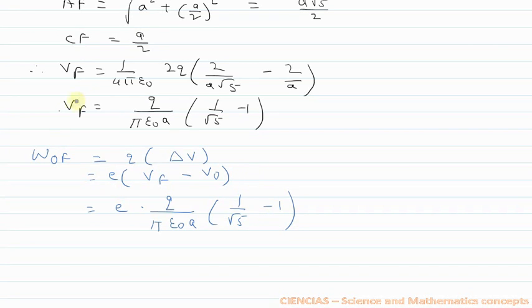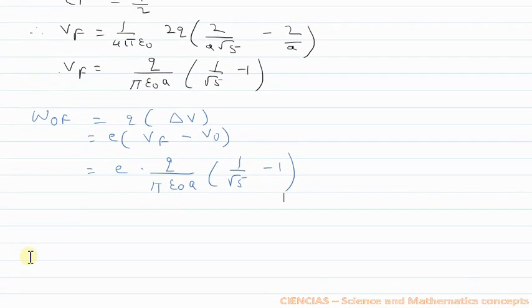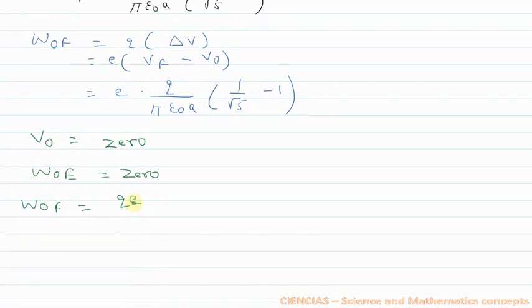So now we write the answers. Our answers will be: potential at O is equal to 0. Work done in carrying charge from O to E is equal to 0. And work done in carrying charge from O to F is equal to qe upon pi epsilon 0 a times (1 upon root 5 minus 1).